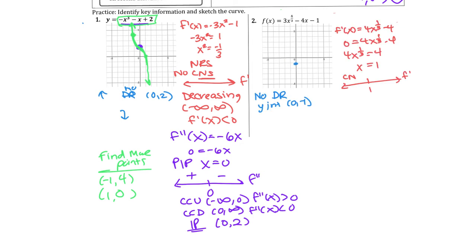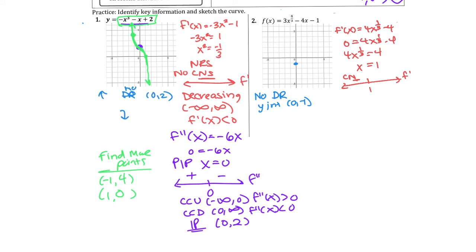All right, so no domain restrictions. The y-intercept is 0, negative 1. Our derivative is 4x to the 1/3 power minus 4. And if we set that equal to 0, we get our one and only critical number, which is going to be 1. If we plug in something to that derivative that is negative, we will get something negative. Or if you plug in 0, you get negative 4.